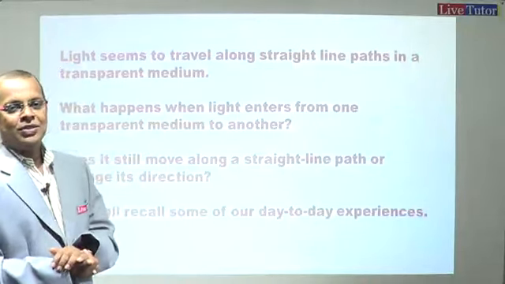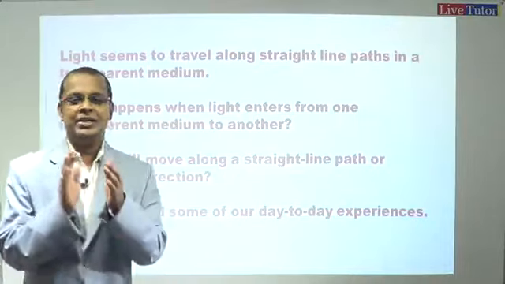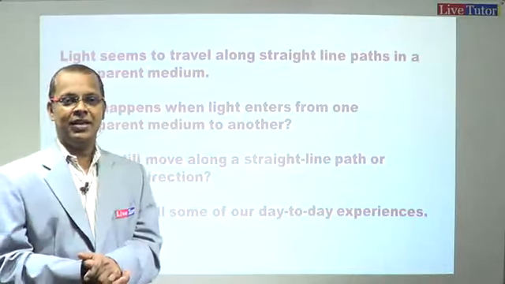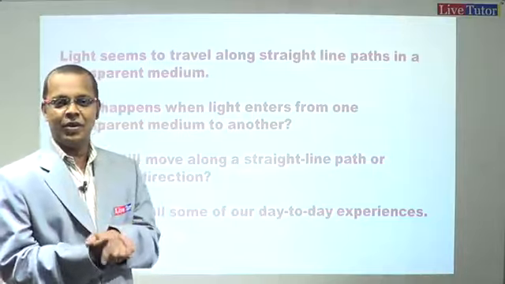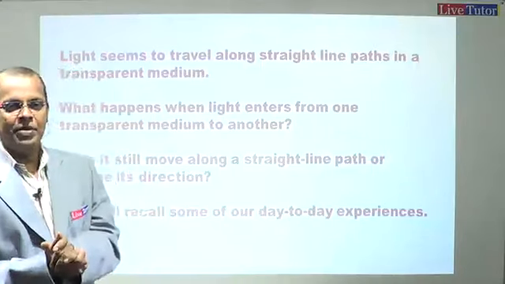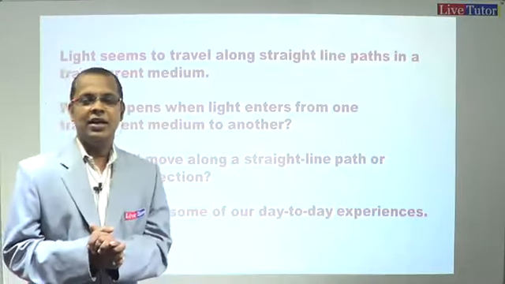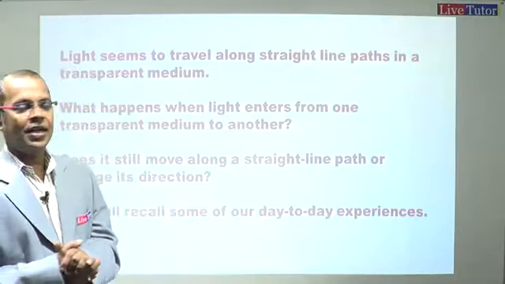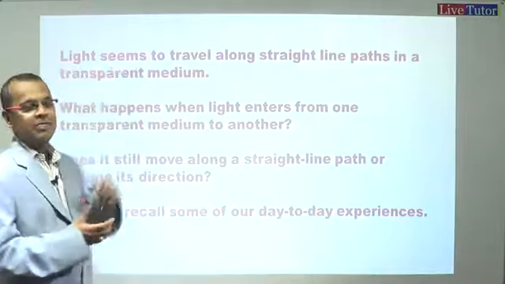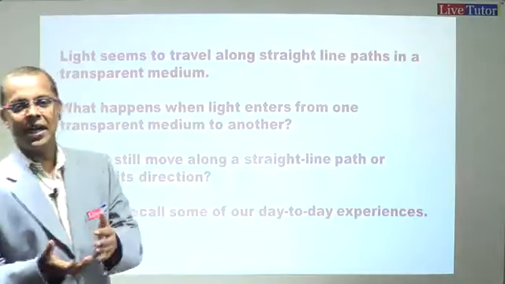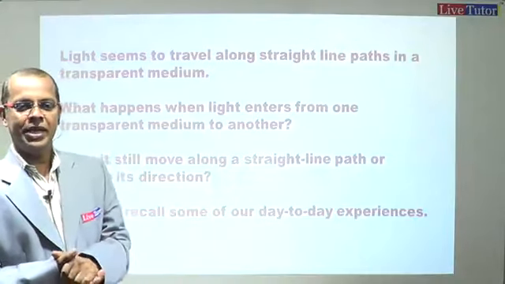Now, so far we know that light is traveling in a straight line. It seems to travel along a straight line path in a transparent medium. If it is a transparent medium, light can travel in a straight line. You have to understand this word "seems", but need not be actually. There is a meaning behind that, okay?